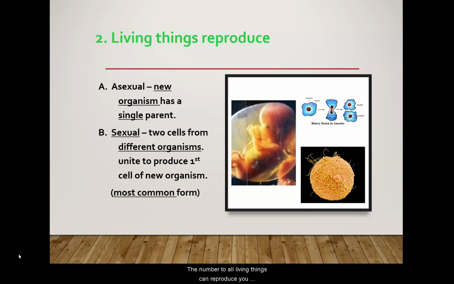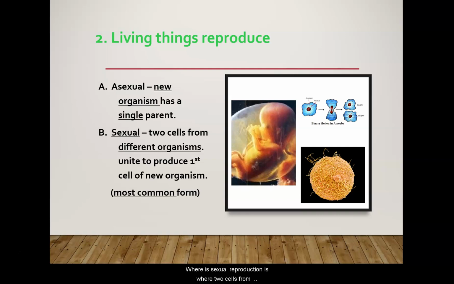All right, number 2, all living things can reproduce. You have 2 types of reproduction: asexual reproduction and sexual reproduction. Asexual reproduction means new organisms have the same or a single parent. For instance, in the example picture here, this example picture is binary fission in an amoeba. That is a form of asexual reproduction. One parent splits in half and forms 2 new daughter cells.